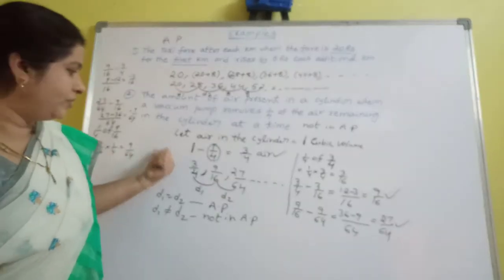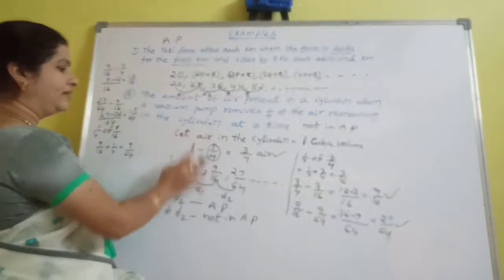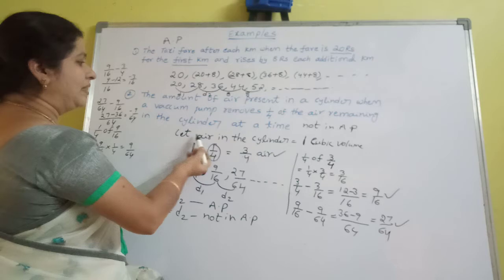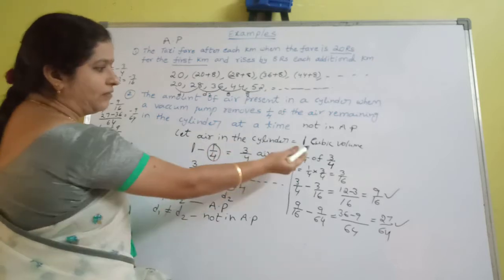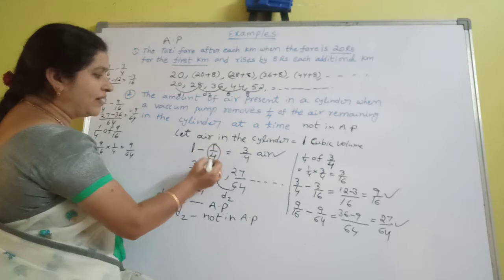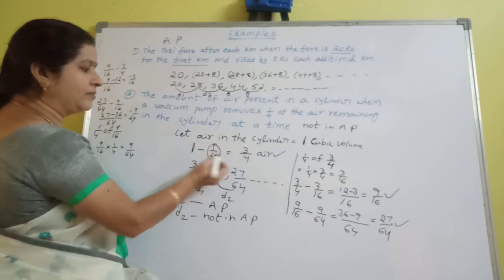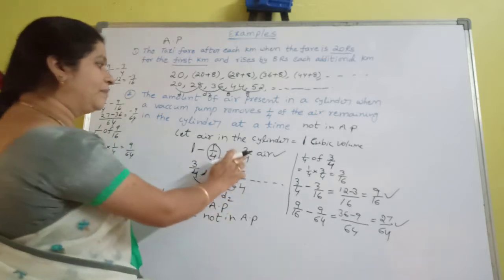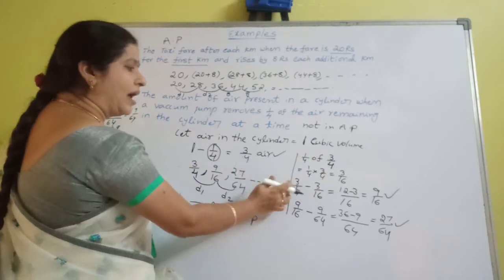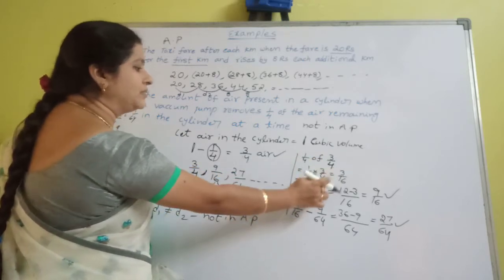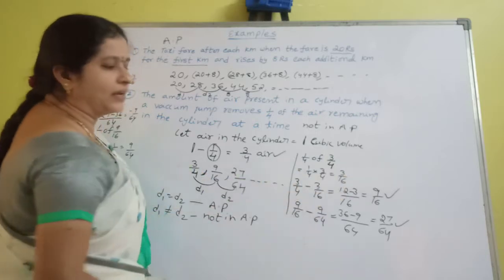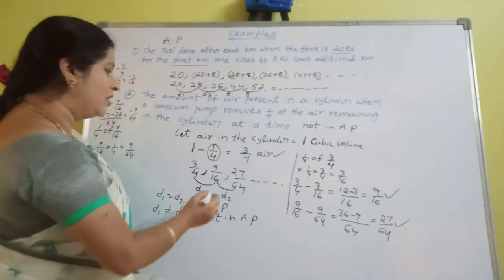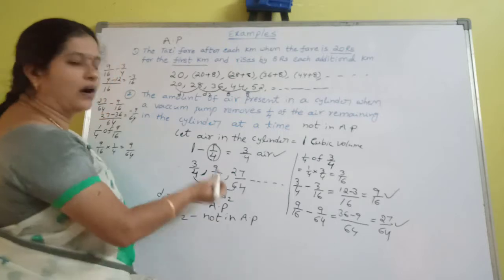So what are we doing here? First, find the series of the statement. For this one, apply the condition. First condition, the air in the cylinder is 1 cubic volume. If you remove 1/4 of the air from the starting volume, you get 3/4 air left in the cylinder. So 3/4 is the first term. Again, 3/4 is the starting volume, and again you remove 1/4 of the air, meaning 3/16 is removed. So the remaining air is 9/16. In the same way, the third term is 27/64. So the series is like this. So it is not in AP.